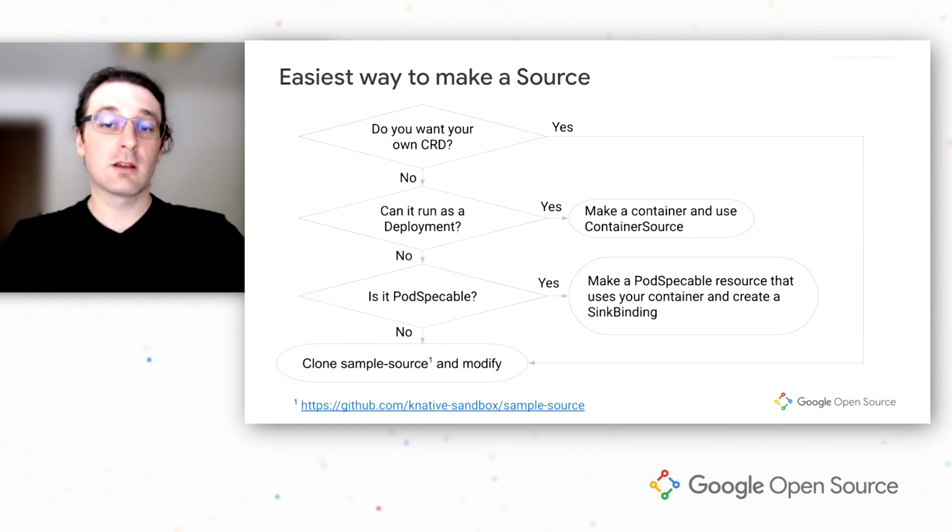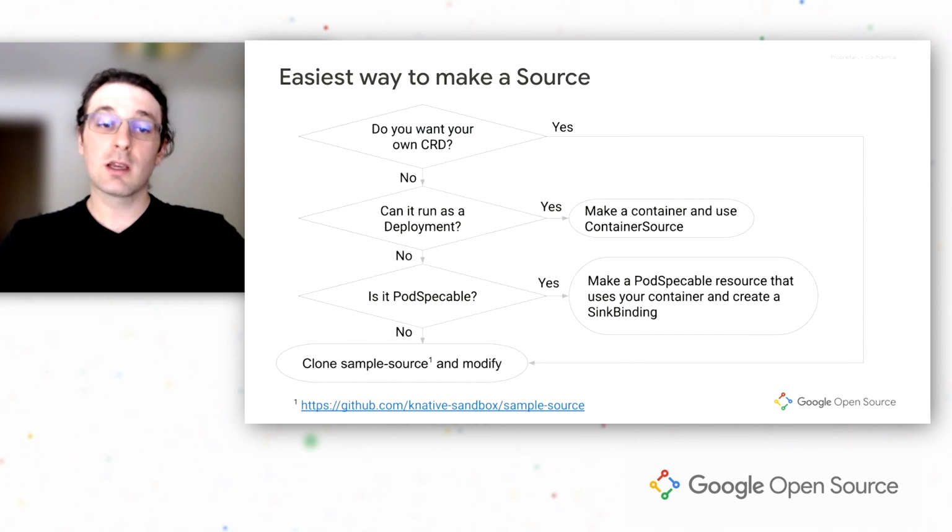Regardless of whether you choose to make your own CRD, you will need to write your own data plane, your own container image that sends the events themselves. If you make a CRD, you also need to write a controller as well. This flowchart can help determine what you should do. If you want to make your own CRD, we recommend that you clone our sample source repository and modify it as necessary. If you don't want your own CRD, then can you run your container image as a deployment?